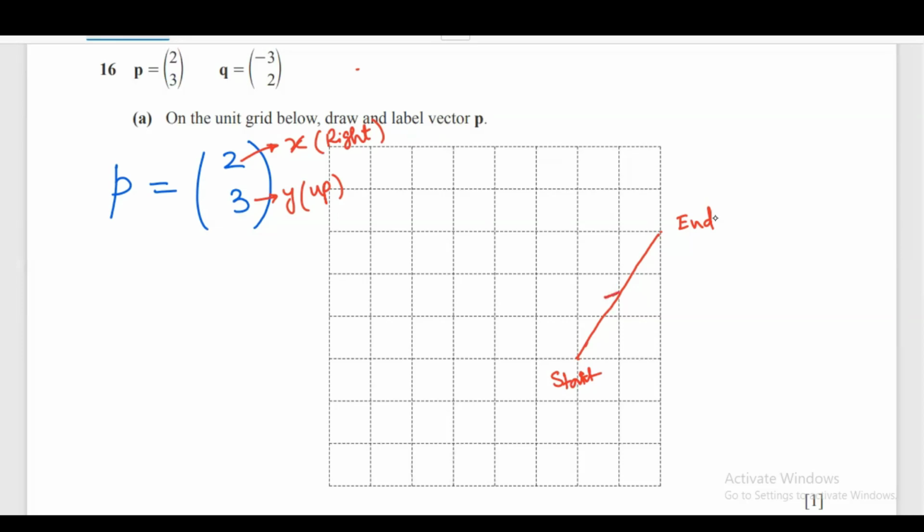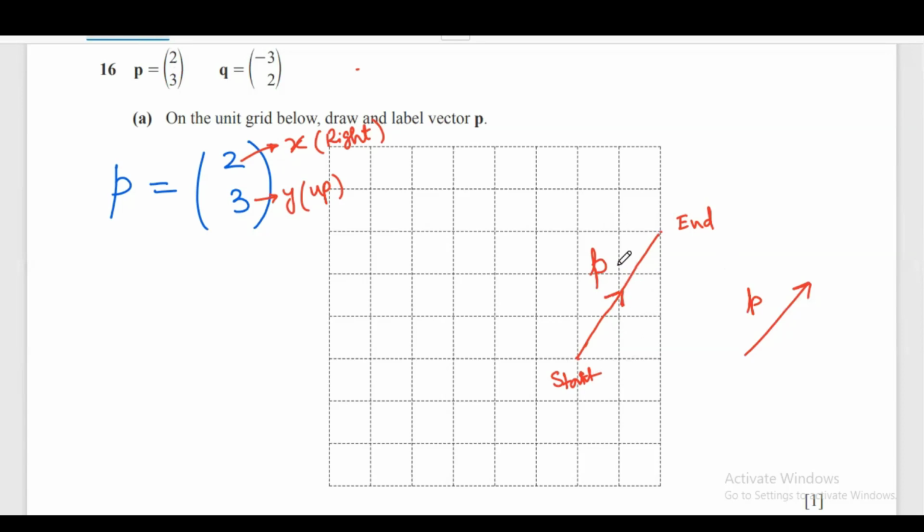So this is your vector P. Or you can draw the arrow at the end point like this. You can draw it. Okay. Now, this is the graphical representation of vector (2, 3).